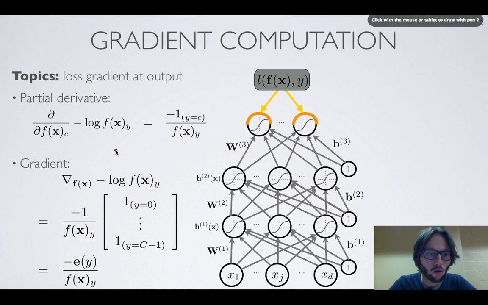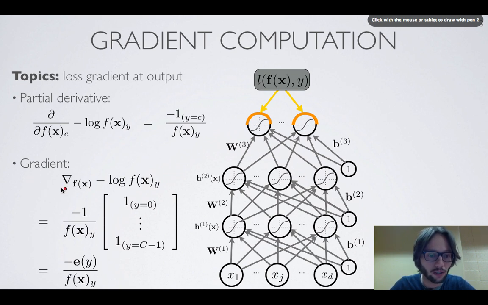Taking the partial derivative of minus the log simply gives us -1 divided by f(x)_y, because the derivative of the log is 1 over the input of the log. But notice that f(x)_y, the yth output, might be a different output than the cth output, so it might be a constant if c is not equal to y. For this reason, we also multiply by the indicator function that looks at whether y is equal to c, and outputs 1 if y is equal to c, and otherwise outputs 0. So we'll get a partial derivative of 0 if y is not c, and otherwise we'll get a partial derivative of -1 over f(x)_y.